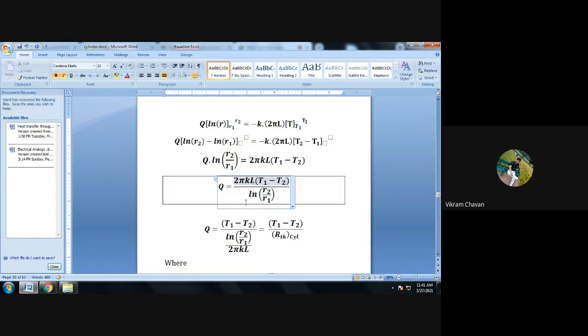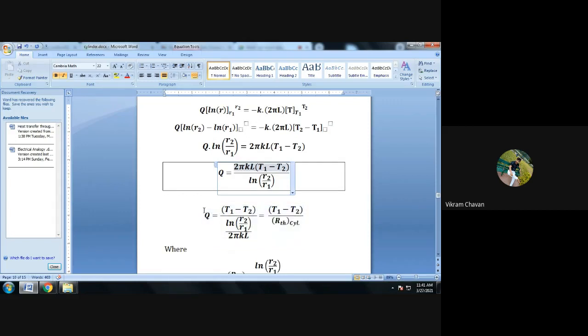So that we will get the equation as Q is equal to T1 minus T2 whole divided by ln of R2 divided by R1, divided by 2 pi kl.